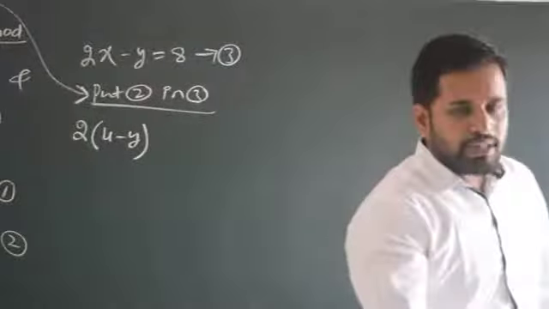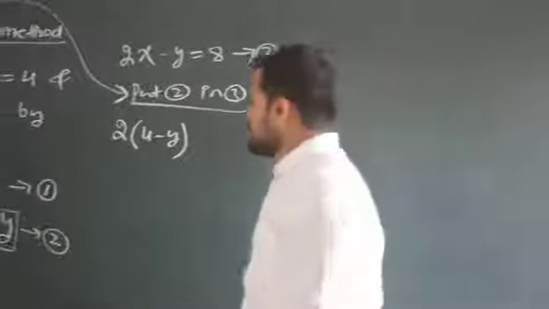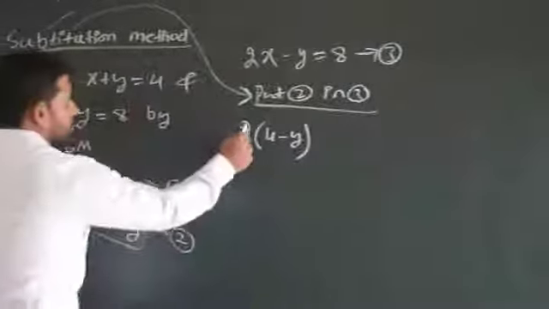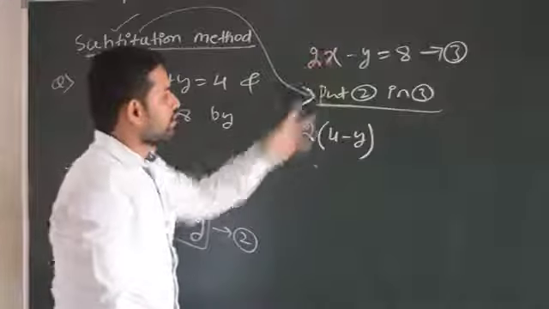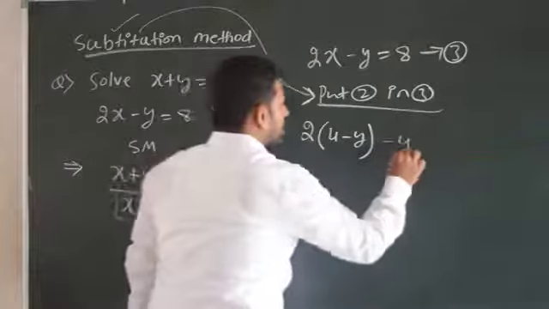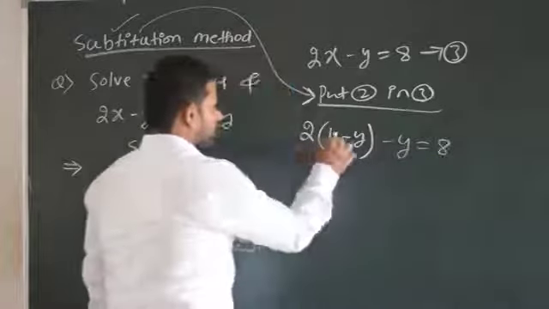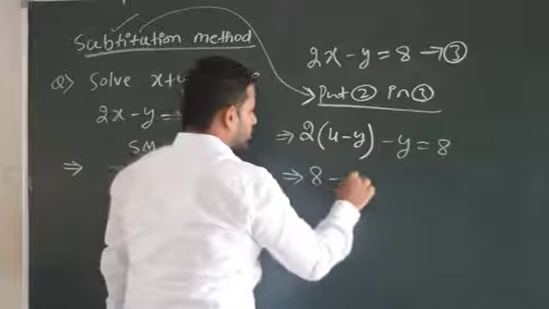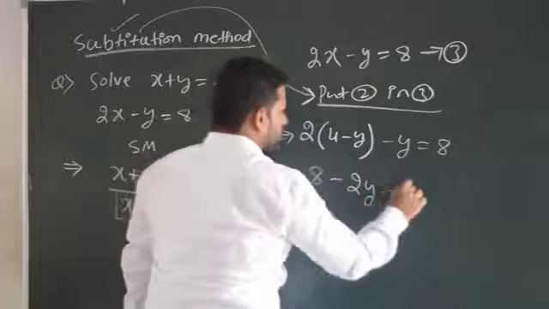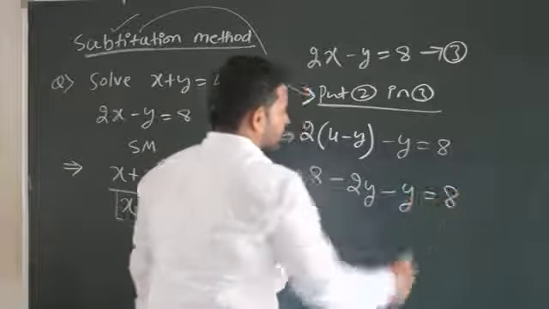Now how to solve it? Anyway, once you get the method, you are going to do that. So 2x means x is 4 minus y. I have put this in the third equation. Then as usual minus y will continue and 8 comes here. 2 into 4 is 8. 2 into minus y is minus 2y. Then I am going to have minus y and that is equal to 8.